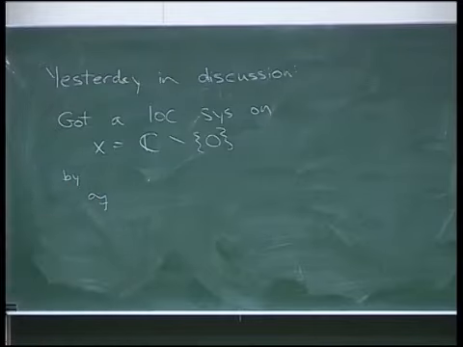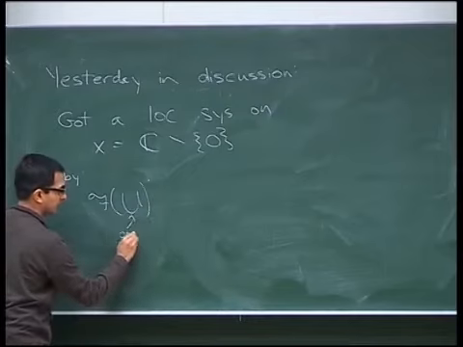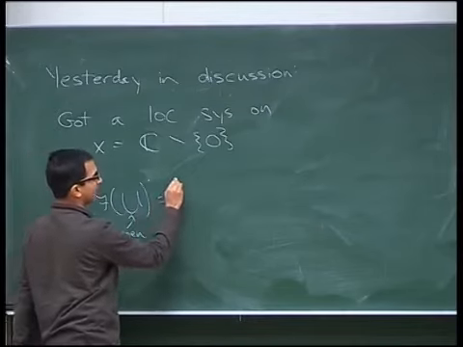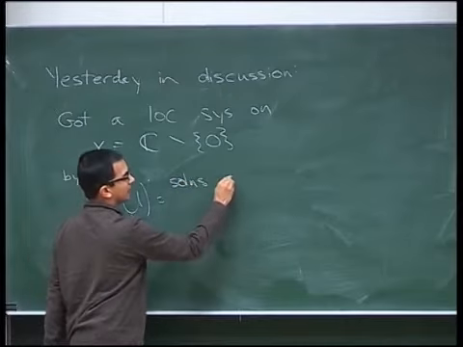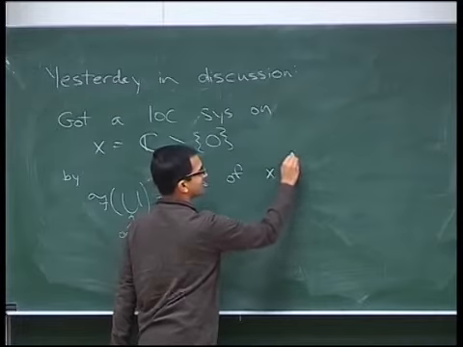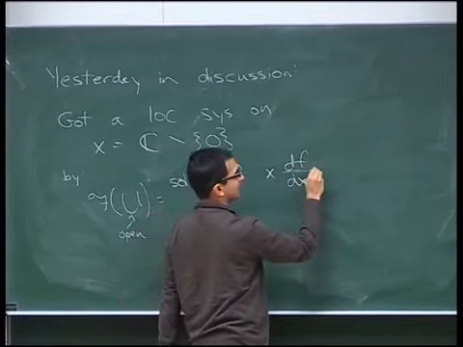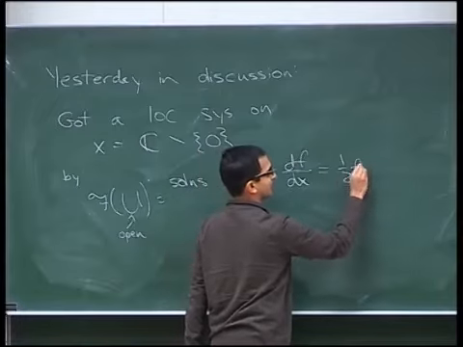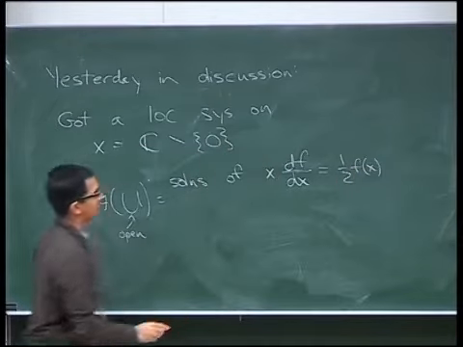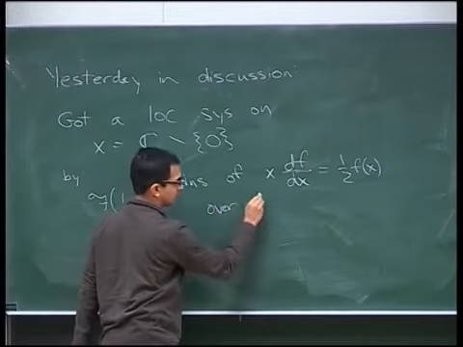So it was a sheaf whose sections over an open set U were defined to be solutions of the differential equation x df/dx equals 1/2 f of x. Okay, over U.